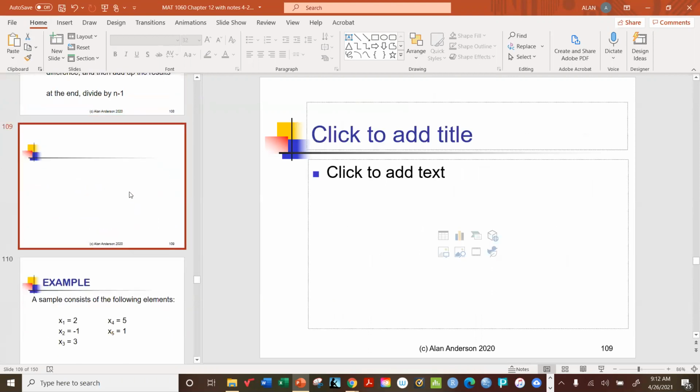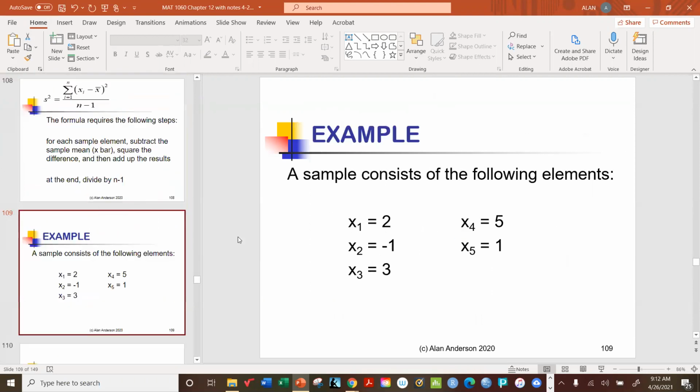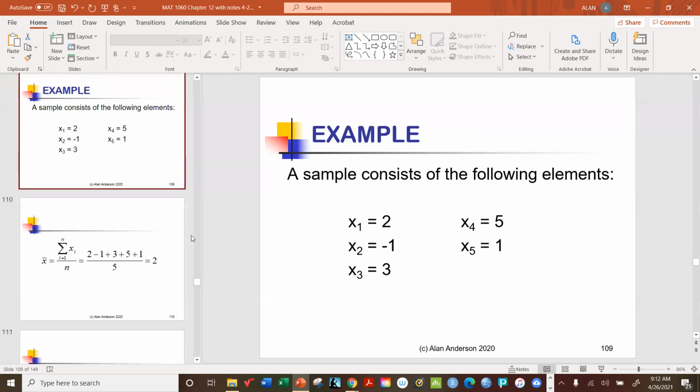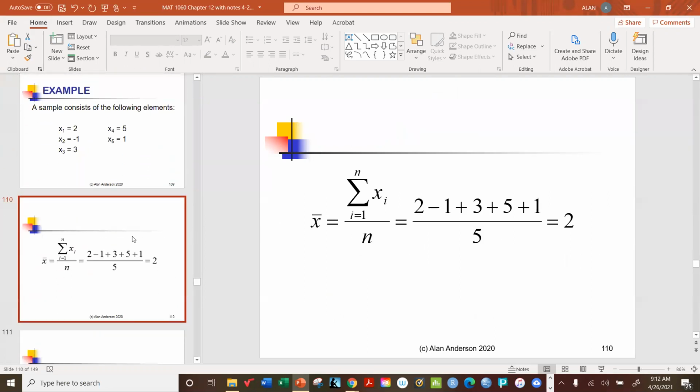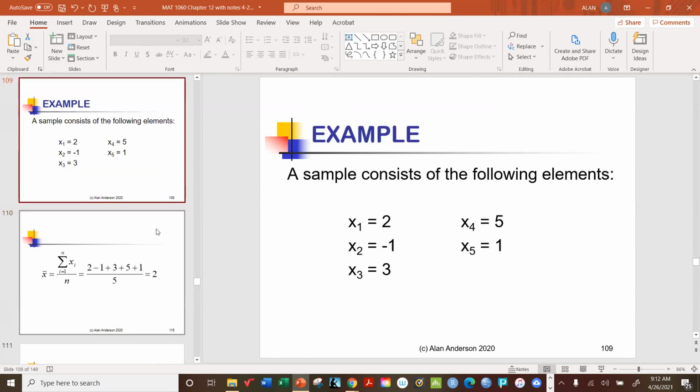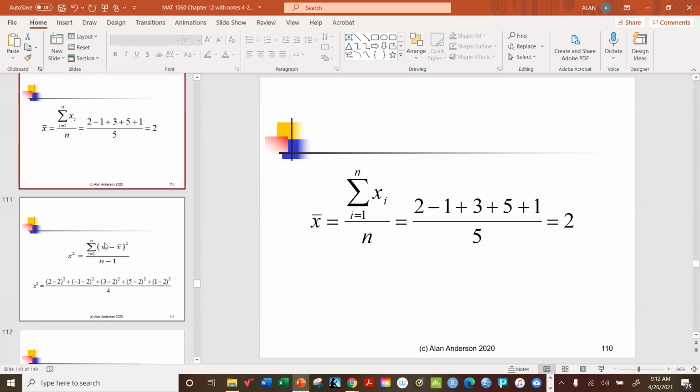Okay, so let's do this first example. Now, the first thing we need to do is calculate the sample mean. Here, we already had done this, but the first step is always to calculate the sample mean. So here it's 2. You might recall from the beginning of this chapter, this is the same data set we've been using all along. Now what do we do?